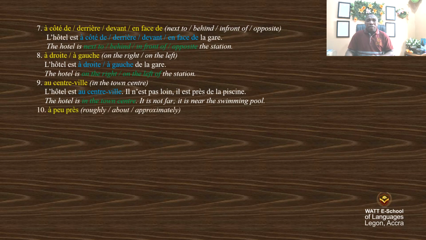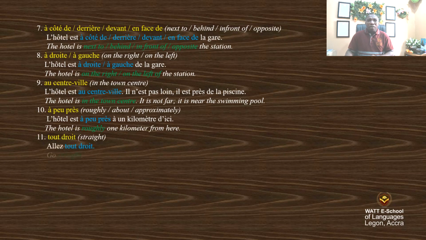À peu près, roughly, about, approximately. L'hôtel est à peu près à 1 km d'ici. The hotel is roughly 1 km from here. Tout droit, straight. Allez tout droit. Go straight. Continuer, that is to keep going or continue. Continuez tout droit. Keep going straight.